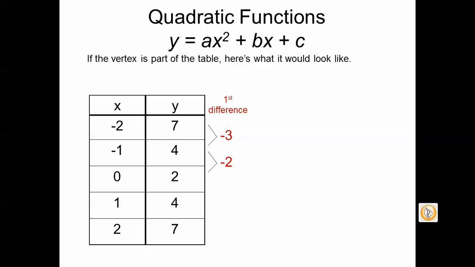The difference between 4 and 2: 4 minus 2 is not negative 2. It's 2, positive 2. 7 minus 4 is 3. Is our first difference the same? Clearly it's not linear. So let's decide, is it quadratic? Let's look at our second difference.